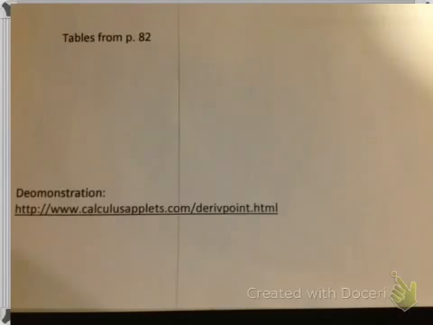If you want to go in your textbook on page 82, they have 2 tables, what I just did, finding the slope of the secant lines as I get closer and closer to 1,1. And in class on Tuesday, we'll look at this demonstration, which actually shows bringing the point closer and closer.